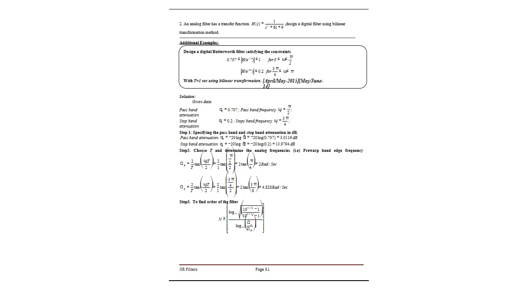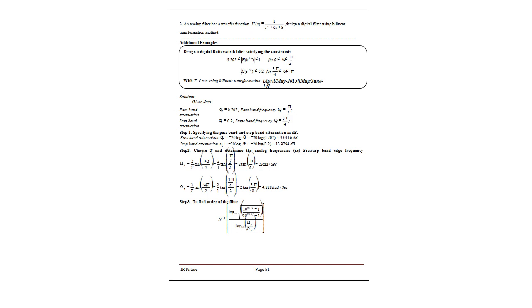Okay. So step 2, we have to choose the T value and determine the analog frequencies, that is, the prewarped band edge frequencies. Omega p is equal to 2 by T tan of omega p T by 2. That is, omega p T we have to substitute. Next, likewise omega s is equal to 2 by T tan of omega s T by 2. So that is 4.828 radians per second. So step 3 is to find the order of the filter.